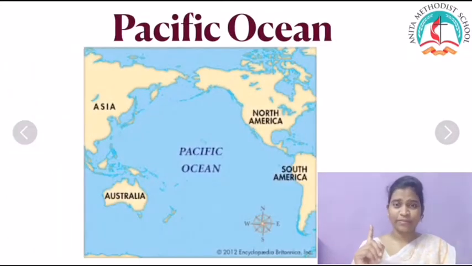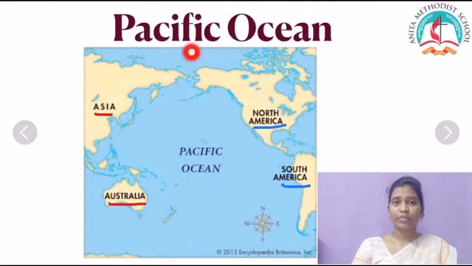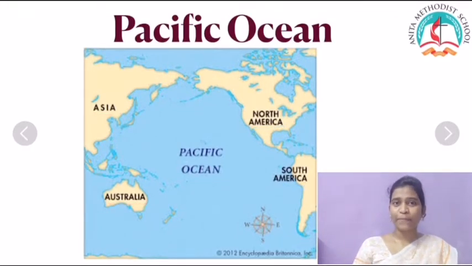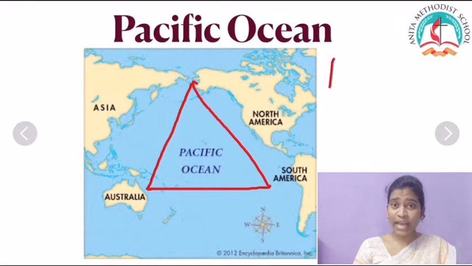Now look at this picture. And now tell me, what are the boundaries of Pacific Ocean? Correct. Pacific Ocean is surrounded by Asia and Australia in the west and North and South America in the east. And it also stretches from the Arctic Ocean in the north to the Southern Ocean in the south. If you look at the shape of this ocean, it roughly resembles a triangle. We all know that the Pacific Ocean is the largest and the deepest ocean in the world.